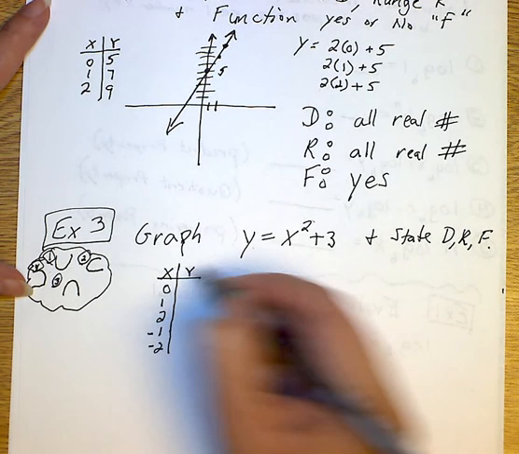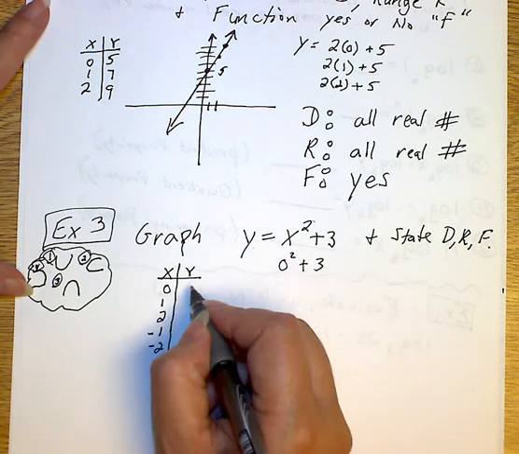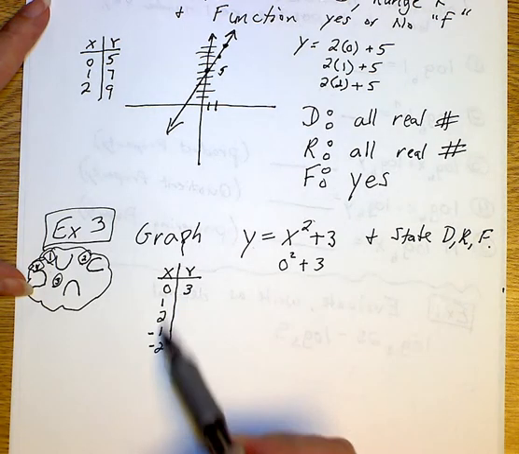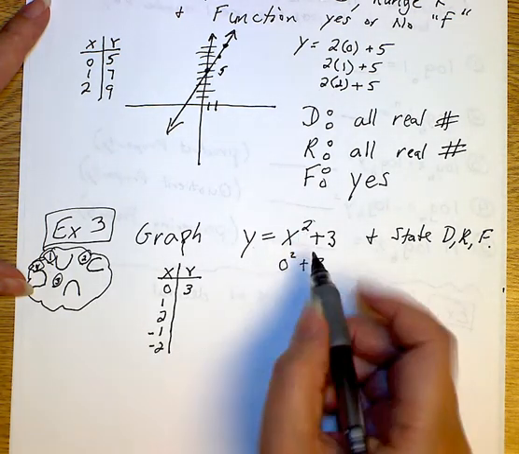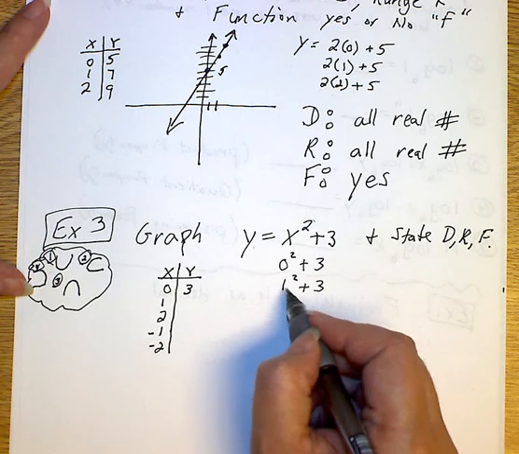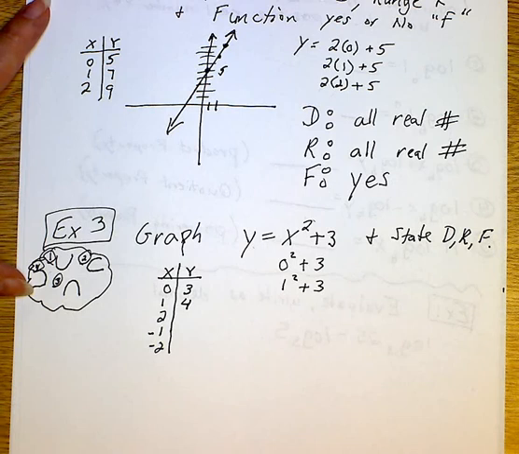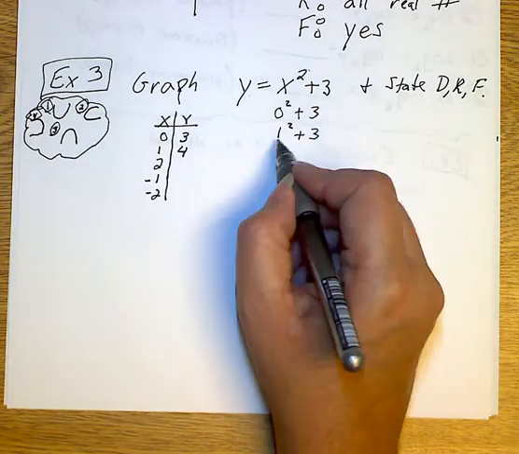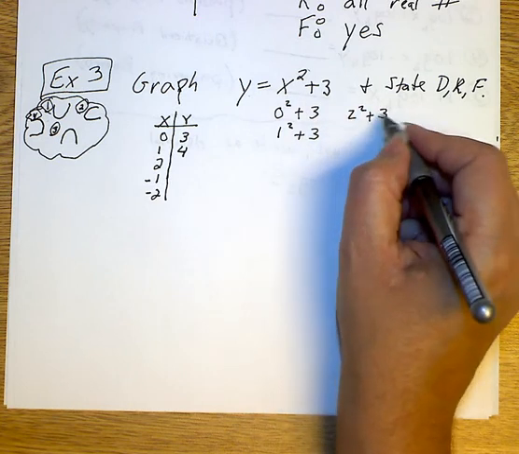When you plug it in, you go 0 squared plus 3. So 0 plus 3 gives me 3. Should it be 1, like 2, 1, 0, -1, -2? You're talking the order? Yeah. You can put it in any order you want on a number chart. 1 squared plus 3. 1 plus 3 gives me 4. Then 2 squared plus 3. So 2 times 2 is 4, plus 3 is 7.